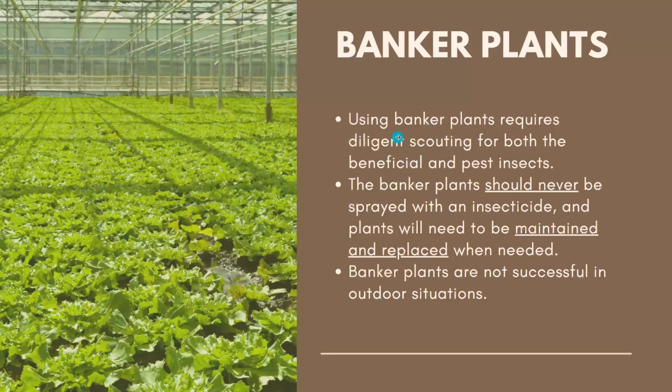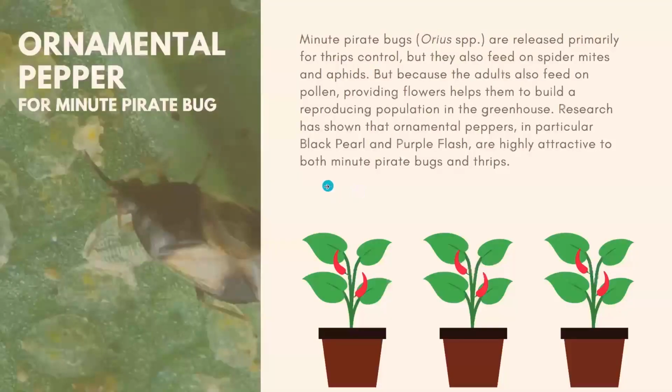So the first one I found out that was really cool was the use of ornamental peppers to harbor the minute pirate bug. If you've watched any of our presentations before, you know we love the minute pirate bug. They are a great natural predator. Essentially, minute pirate bugs are released primarily for the control of thrips, but they can also feed on spider mites and aphids occasionally.